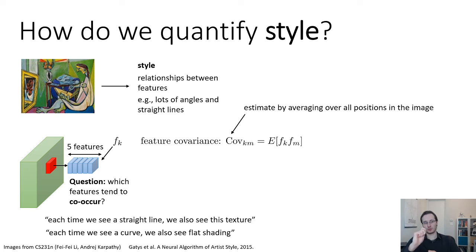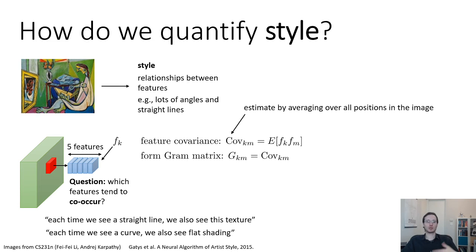If they rarely occur together, meaning that if one of them is non-zero, the other one is usually 0, then their products will be very small, close to 0. So features that occur together will have large products, features that don't occur together will have very small products. And you can build a matrix called the Gram matrix, where the entry KM in this matrix is just the covariance of filter K and filter M. And it turns out that this Gram matrix is a very effective way to quantify the style in a picture.